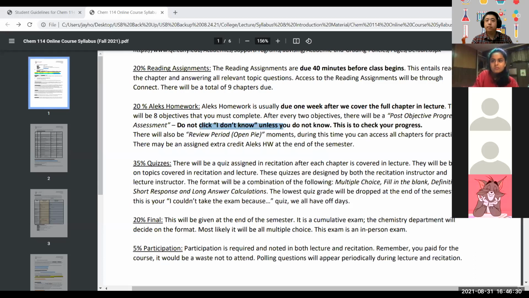Okay, I was just going to ask a question about the Connect, because when I registered for it, I put the access code and everything, and there was no reading that popped up. It says it was just an empty page. Okay, so we're going to have to take a look at that afterwards.